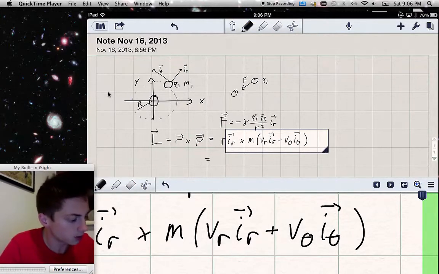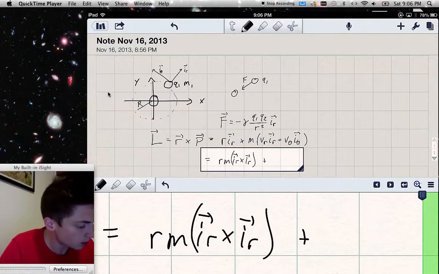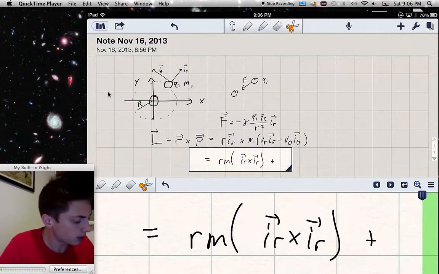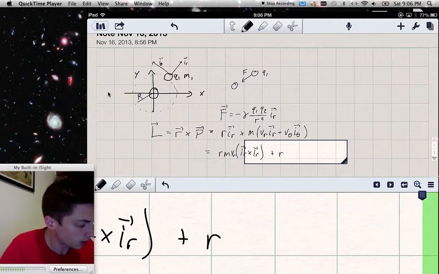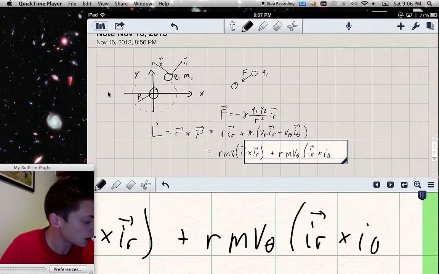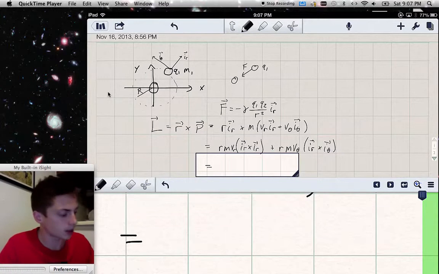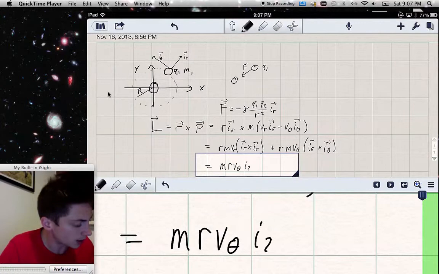Let me just do this briefly. I don't want to spend a whole lot of time on this. First term will be r times m times i_r cross i_r, times v_r. I missed that term there, so we need to multiply by v_r. And then you add the other term, which is going to be r m v_theta, i_r cross i_theta. As we discussed in recitation, i_r cross i_theta is i_z, and i_r cross i_r is the zero vector. So we get, rearranging the scalars, m r v_theta i_z.